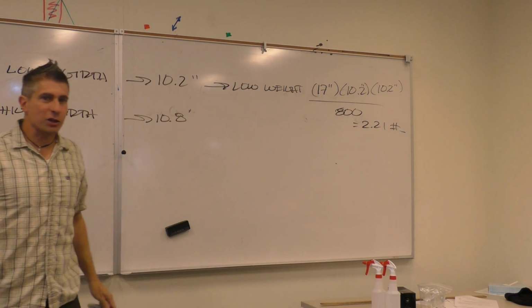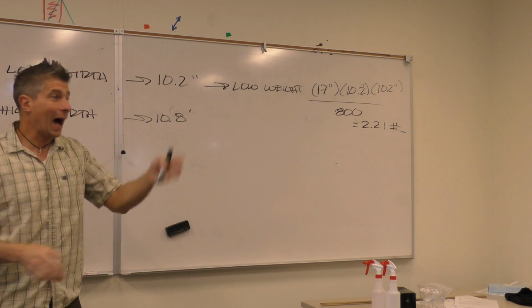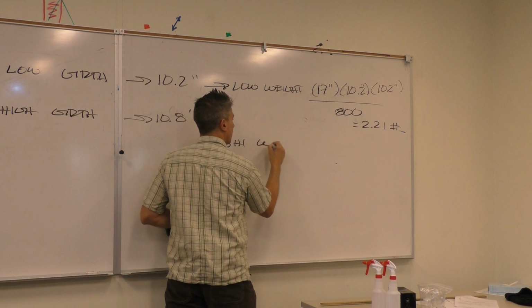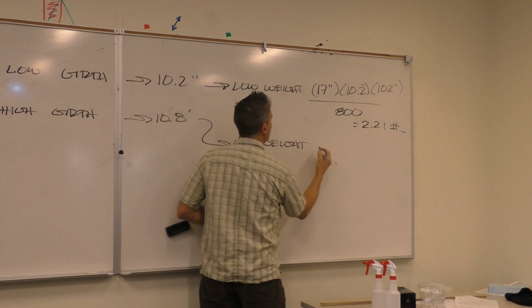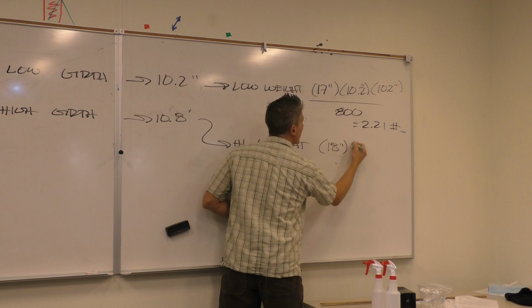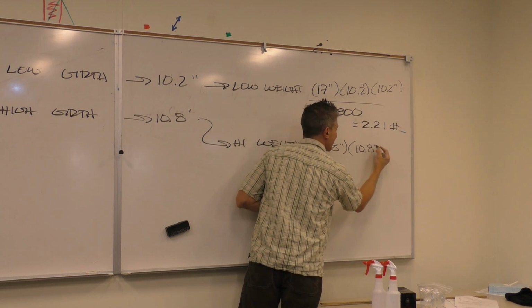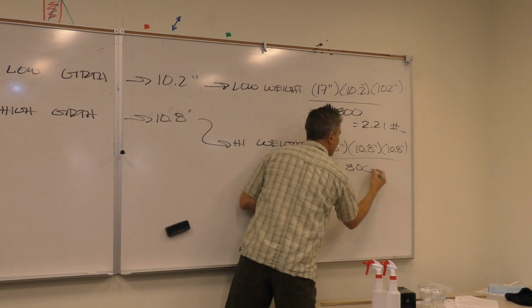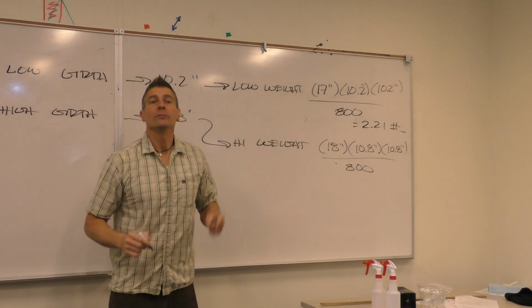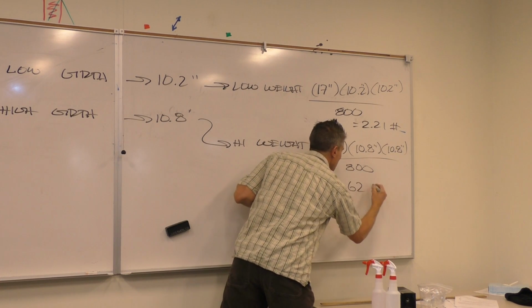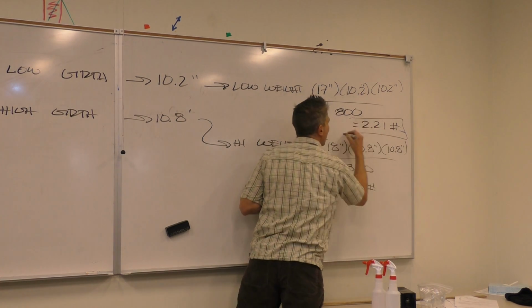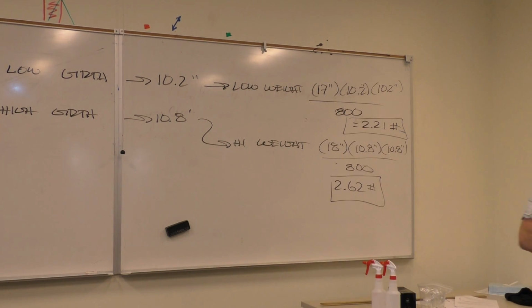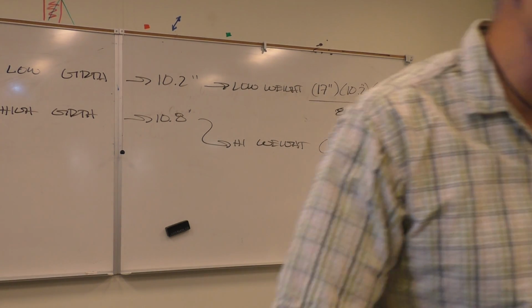On the low end, this fish is 2.2 pounds. On the high end, we're going to use the high numbers. High weight is going to be 18 inches times 10.8 inches times 10.8 inches divided by 800, which gives you, there you go, 2.62 pounds. So we've got 2 estimates of this puppy dog's weight, between 2.2 pounds and 2.6 pounds.